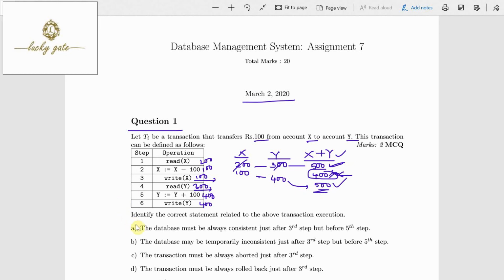So option A is incorrect. Why? Because it says always consistent. It is not always consistent. Option B says the database may be temporarily inconsistent. It is perfectly correct. So options C and D are also wrong statements.